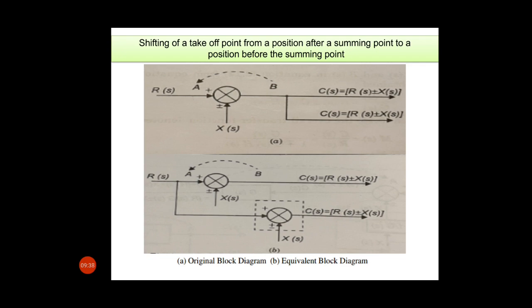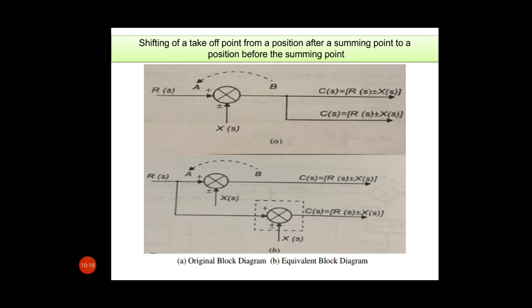So here we want to change the position of the summing point from position B to position A, and for this purpose we add an extra summing point in that moving path. Keep the value of the summing signal the same as our actual summing signal value. Summing signal value means X(s). In the previous case we kept the opposite of the summing signal value. So let's see the output.